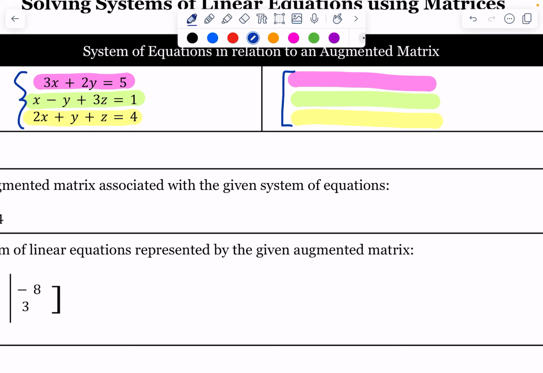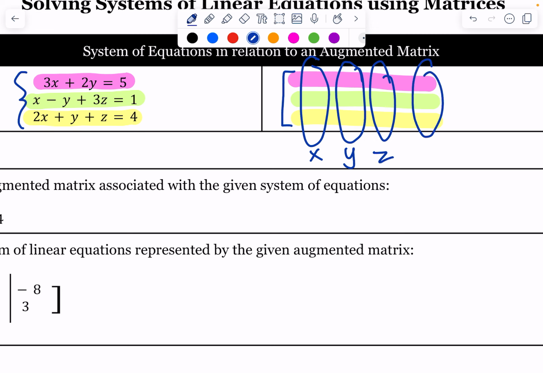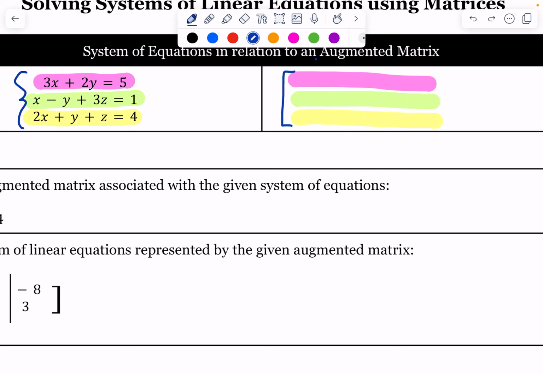Okay, so this first column will be the X column, and then we're going to have a Y column, a Z column, and then an equals column, and that equals column is going to have a line before it separating it. I'm going to erase that, but just so you can see what's going on. For this first equation, I have a 3 for my X value, a 2Y, no Z, so I do need to put a placeholder of 0, and then I have a 5.